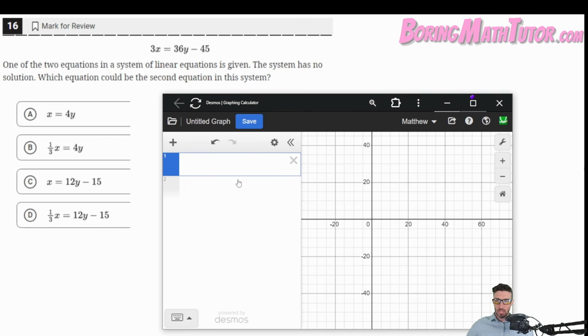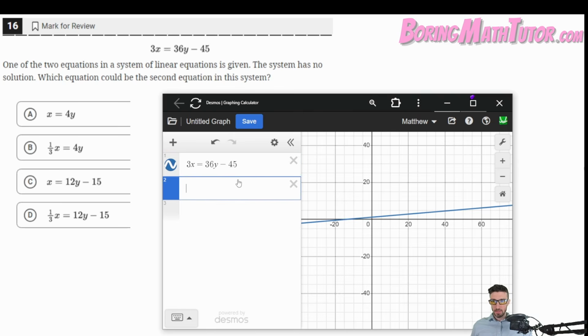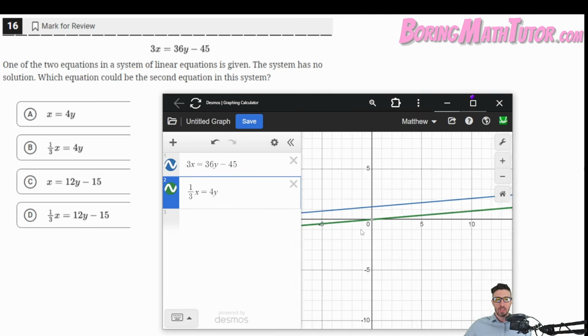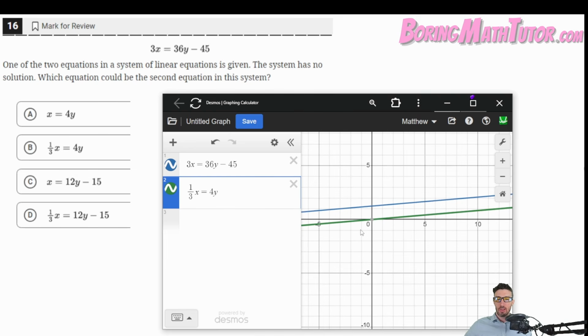All right, I'm going to show you how to use DESMOS for this one. You start off by just typing in the original equation, and then they said that we have no solution. So what we can do is just keep typing in each of those answer choices until we get parallel lines. That's not what we have here, so I'm going to move on to the next one. So again, you want to remember this parallel lines trick for guaranteeing that you have no solution.